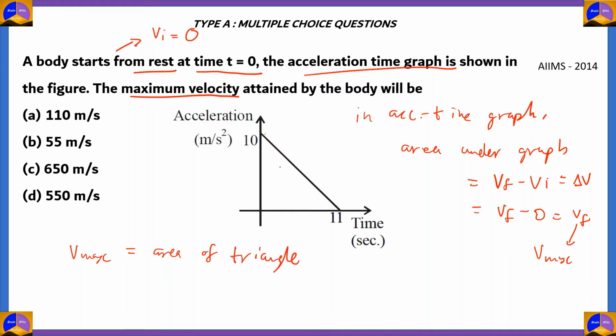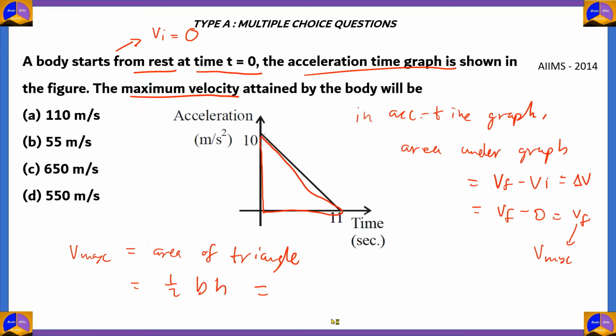And why do I say a triangle? Because the x-axis, the y-axis, and the linear graph given gives you a right-angled triangle. So if we find the area of this triangle, we can find out the area under the graph, which is Vmax. And what is the formula for the area of a triangle? It is half into base into height.